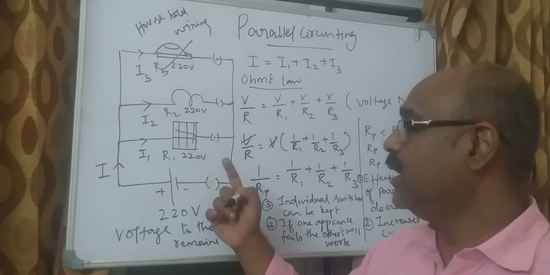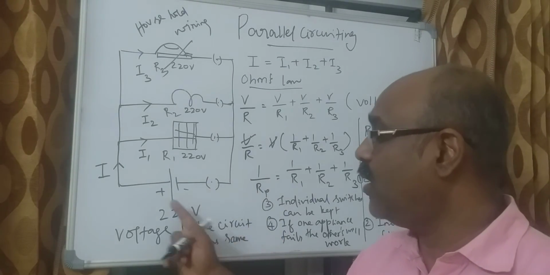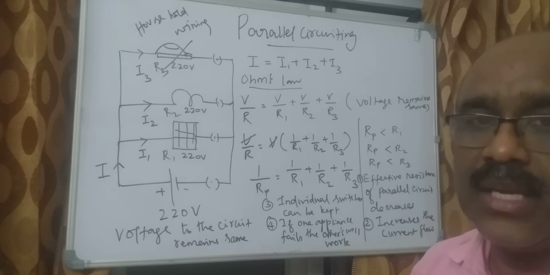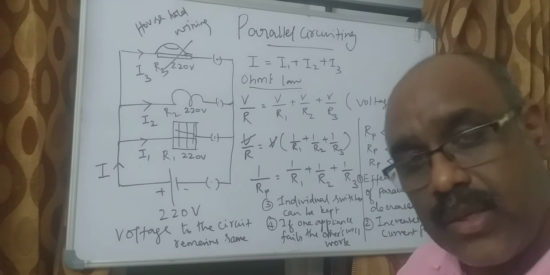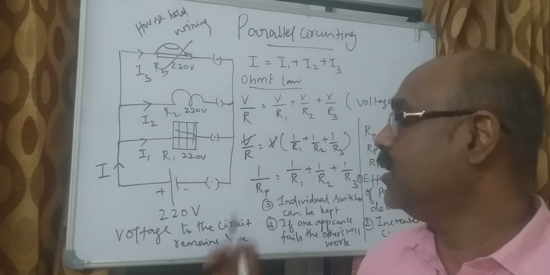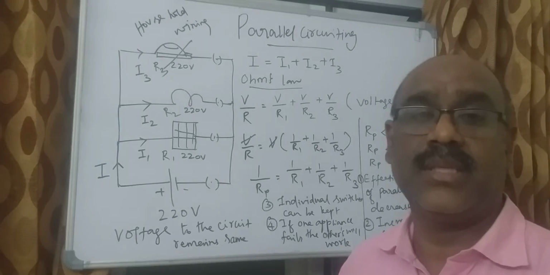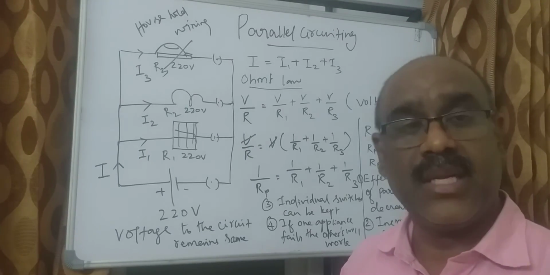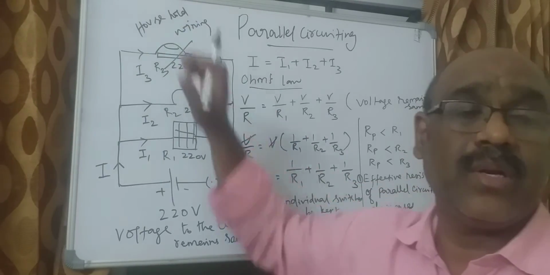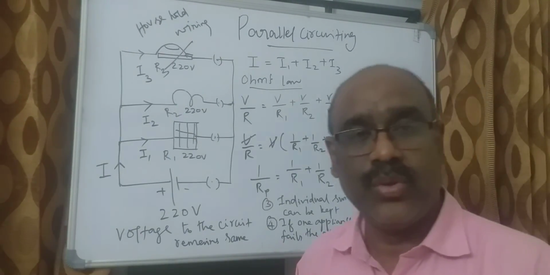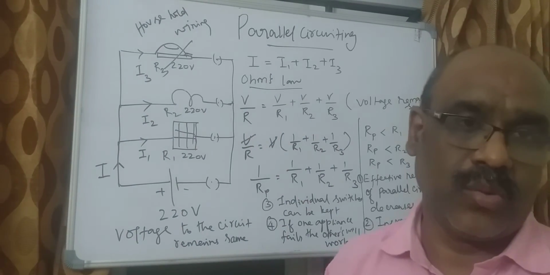So that the point is, we are giving the same voltage to all the appliances, whatever we are using. The same voltage will pass through the tube light, the same voltage will pass through the fridge, the same voltage will pass through any bulbs we keep in each room, and the same voltage will pass through the iron box or any appliance you use in parallel circuiting.